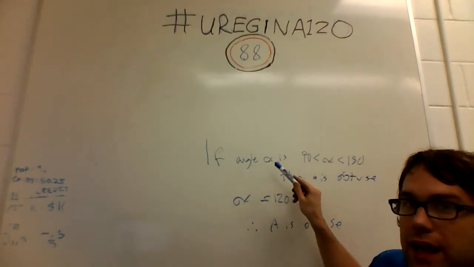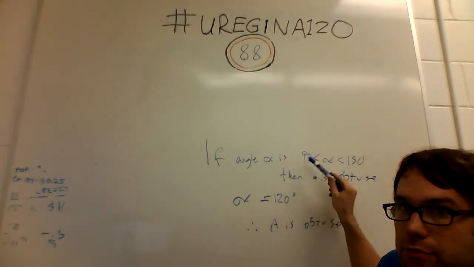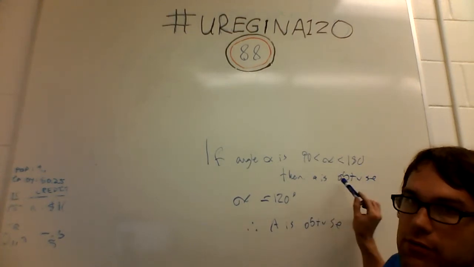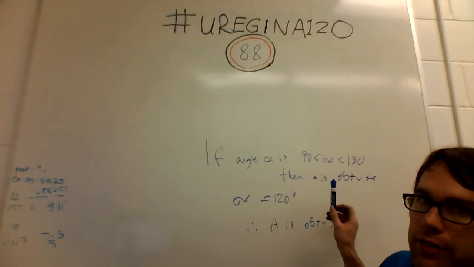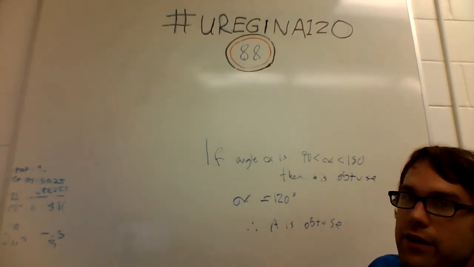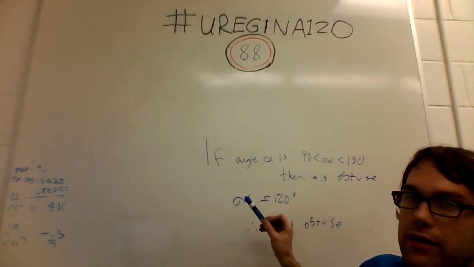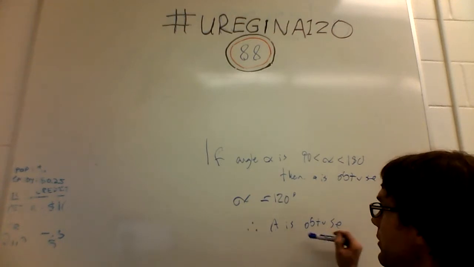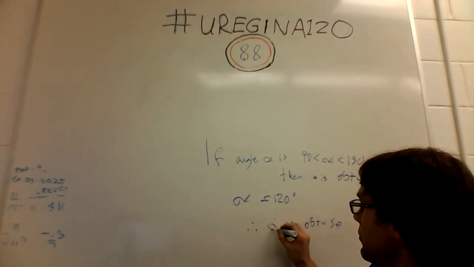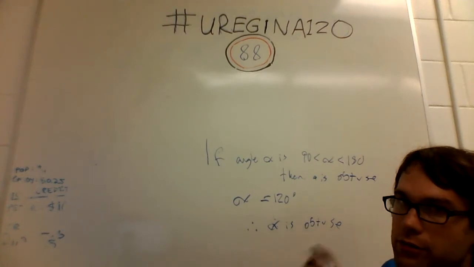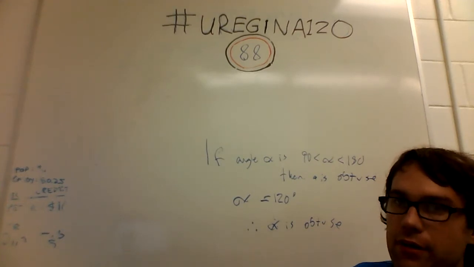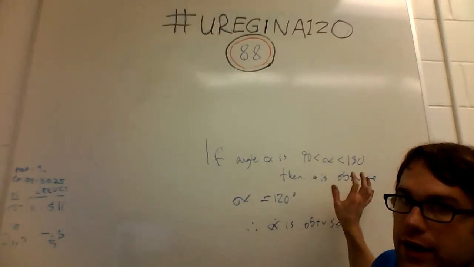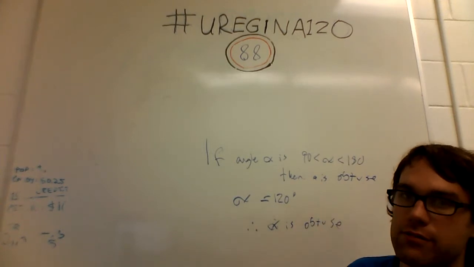So if some angle A, or alpha, is between 90 and 180 degrees, then A is obtuse. This is just what obtuse means. You'll find this a lot in deductive arguments, where the general statement is just relating things that are definitions. Then, this angle specifically is 120 degrees. Therefore, angle alpha is obtuse. It just relates this particular kind of angle to this kind of angles, i.e. obtuse ones, and we come to the conclusion that it is, in fact, obtuse.